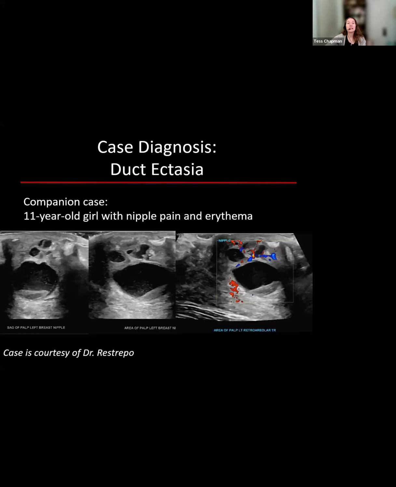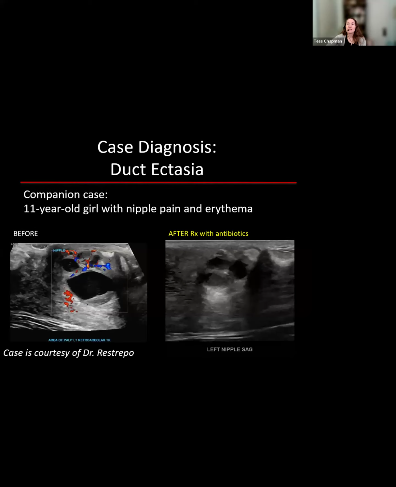So here's a companion case, a different case of duct ectasia in an 11-year-old girl. She presented with nipple pain and erythema. It was so large and painful that she was treated with antibiotics. And here you can see it decreasing in size. Now, in some cases with discomfort, sometimes it can be useful to aspirate these cysts just to relieve some pressure. But most often this will just go away on its own.